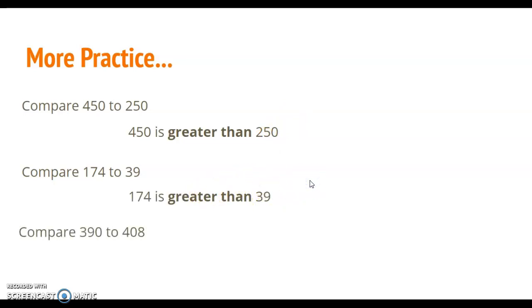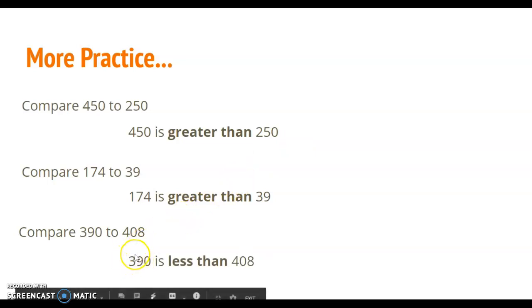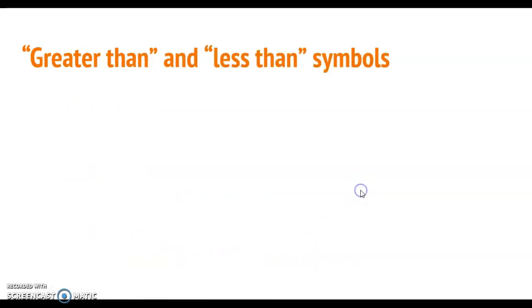Alright, last one. Compare 390 to 408. Is 390 greater than or less than 408? 390 is less than 408. Again, it's easy to look at the hundreds. In 390, I see there's 3 hundreds, but in 408, I see there's 4 hundreds, so I know 390 is less than 408. Good work, boys and girls.